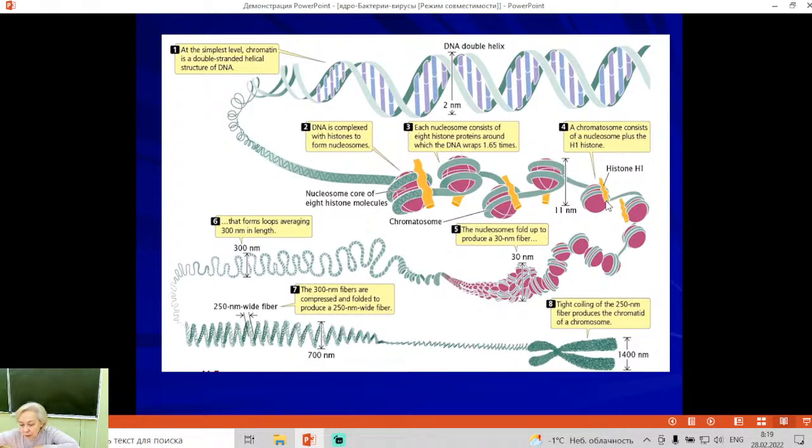Yellow on this slide. The nucleosome folds up to produce a chromatin fiber with a diameter of 30 nanometers. That forms loops averaging 300 nanometers in length. The 300 nanometer fibers are compressed and folded to produce a 250 nanometer wide fiber. And tight coiling of the 250 nanometer fiber produces the chromatid of a chromosome. A common diameter of a chromosome is 1400 nanometers.